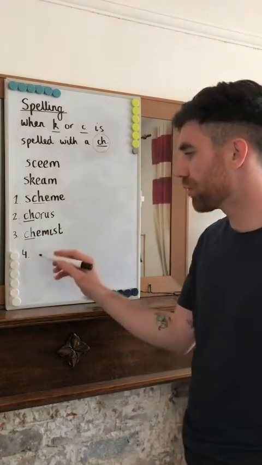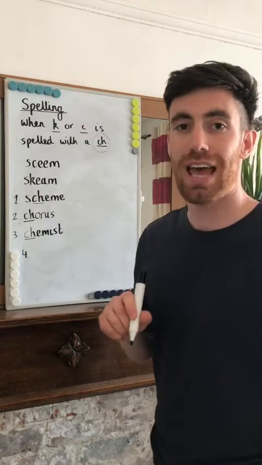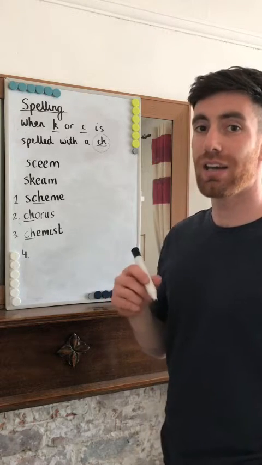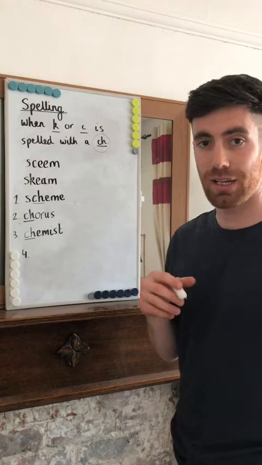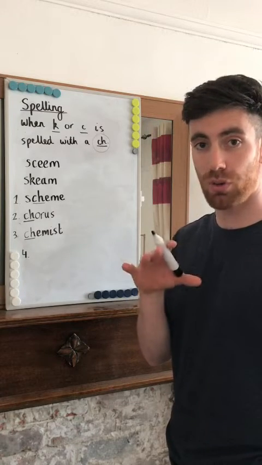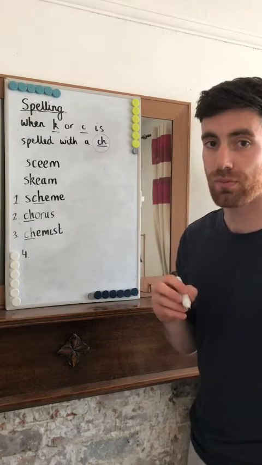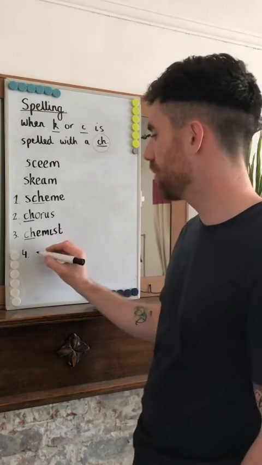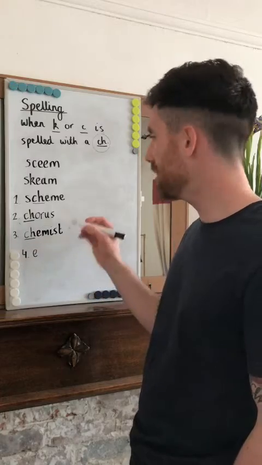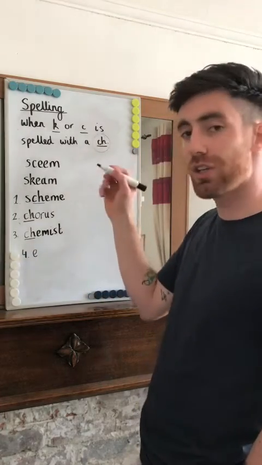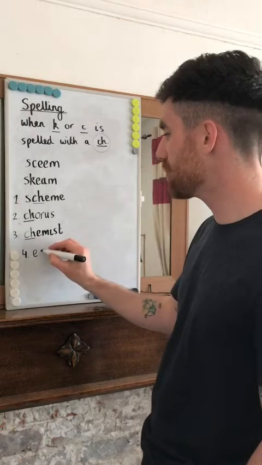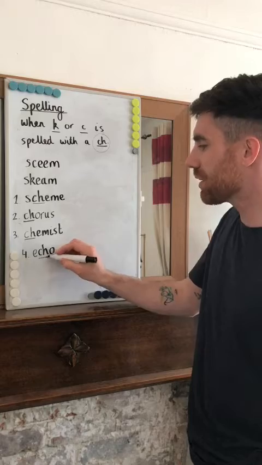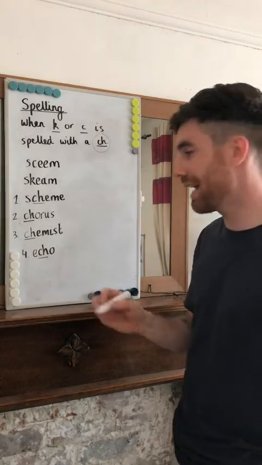Number four, I'll just move around my trusty magnets. The word is echo. Now I know we've already used this word in Year 5, so some of you might be familiar with it. If you're not, just have a go, press pause and have a go yourself. Okay, now we've come back. Echo. It sounds like it's got an e at the beginning. Again, the big clue was the k sound is spelt with ch. Echo. So this sound is a k, echo.